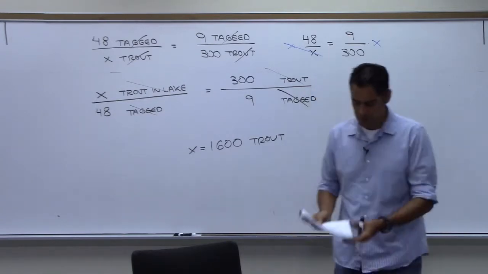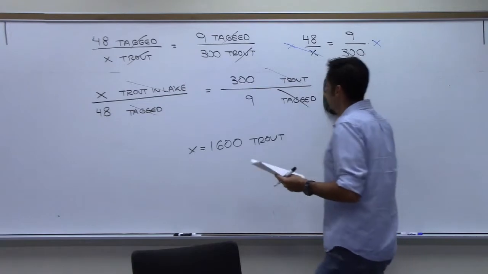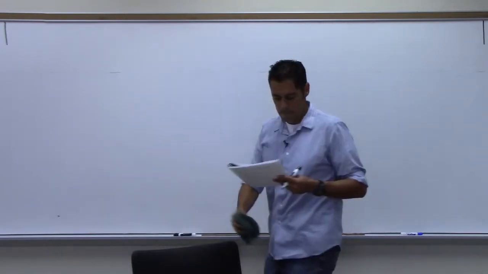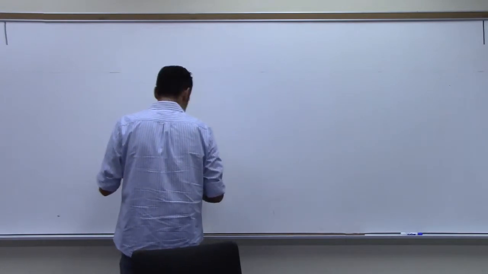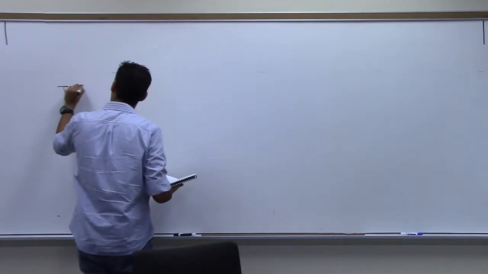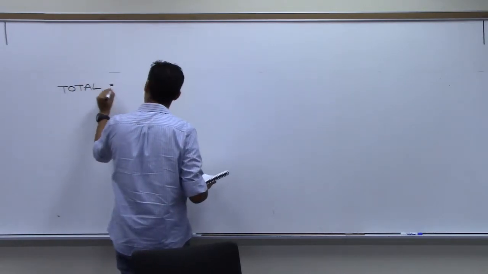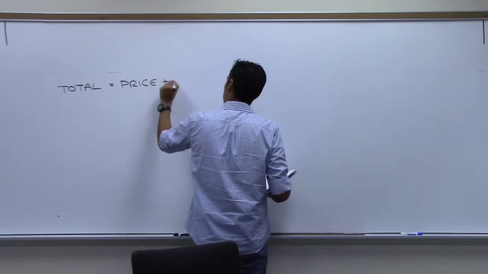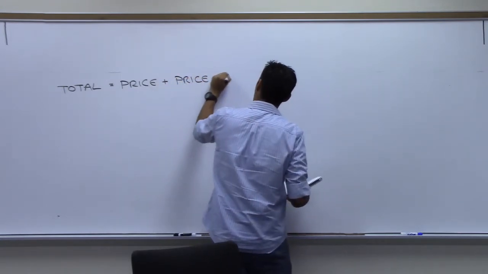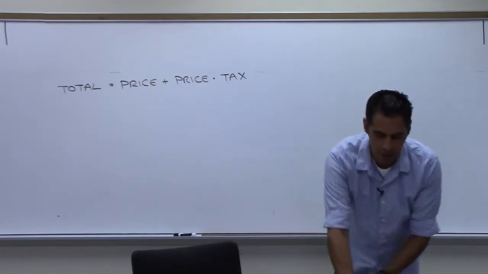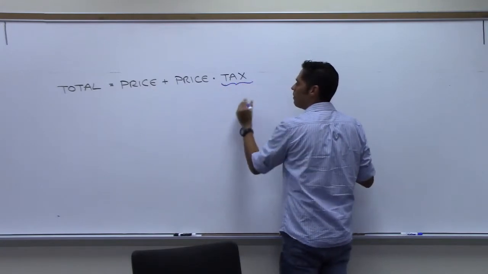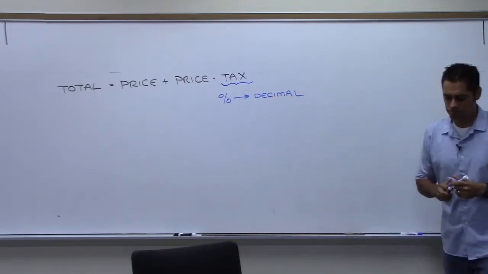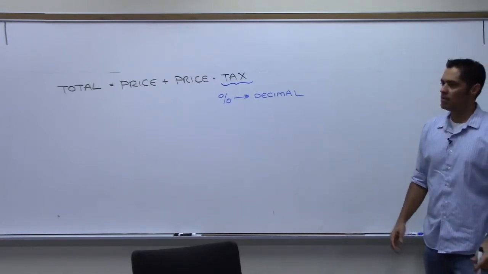Applications of percents. So this is something that we deal with regularly, and that's money, right? So a couple of formulas. If you go to buy something and you're going to pay sales tax on it, it's going to be the price that's listed on the sticker plus the price times the tax. And the important thing is that when you write that tax, this tax must be converted from a percent to a decimal. That's the first major thing we need to remember.